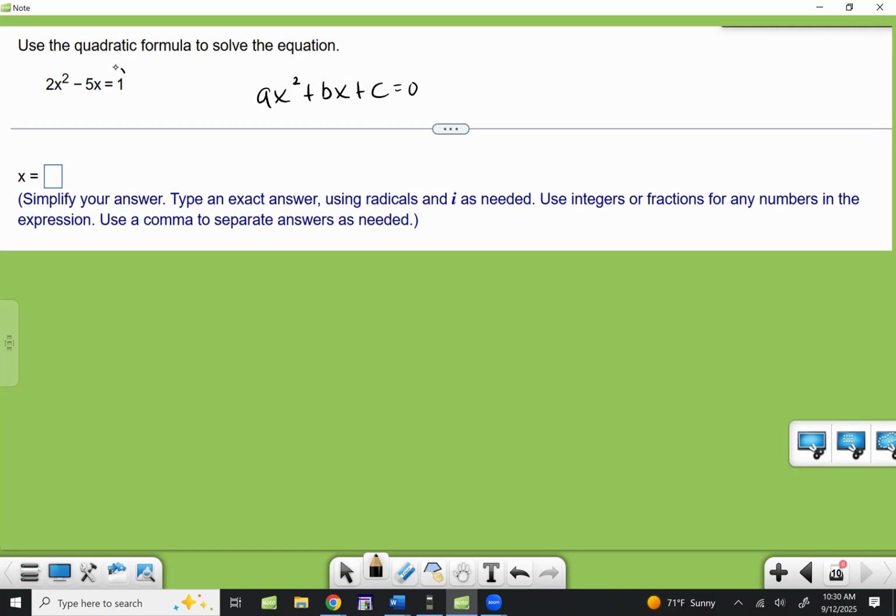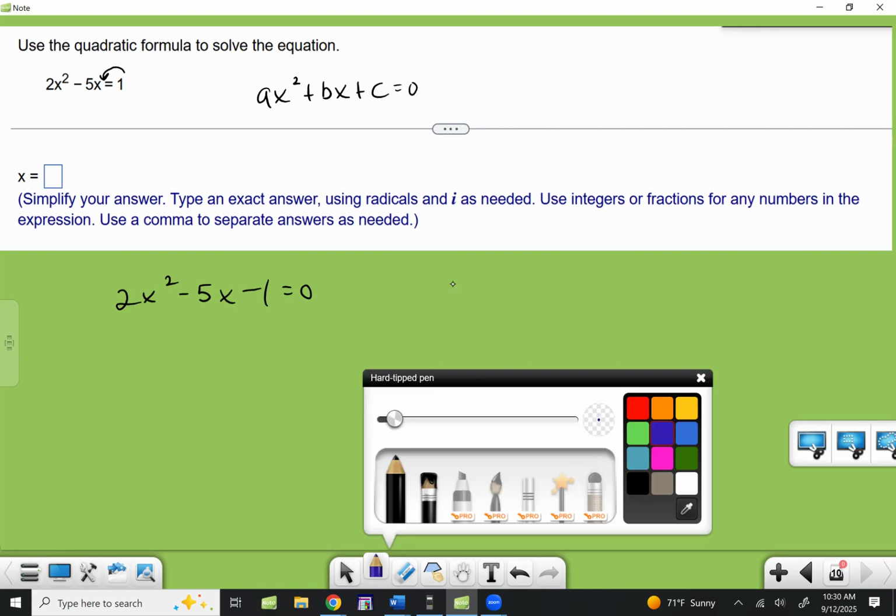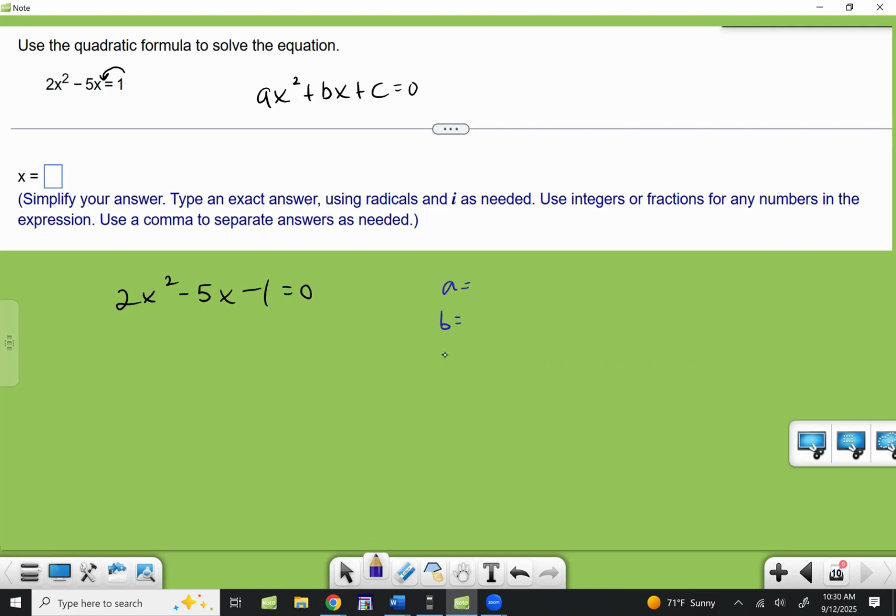So I'm going to have to move this 1 over to the other side of the equal sign. When we do that, don't forget, you change its sign because you subtracted it over. So anytime we cross the equal sign, make sure you change the sign on the number. Okay, now we're in that form. So we should be able to quickly see what our A, B, and C are. So it looks like our A is going to be 2, our B is going to be -5, and our C is going to be -1.